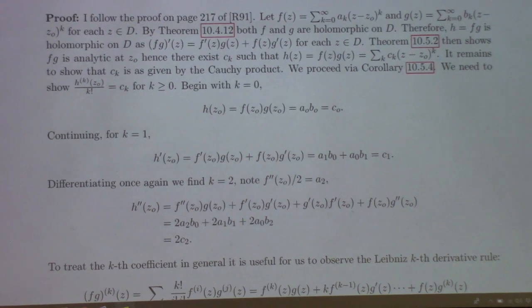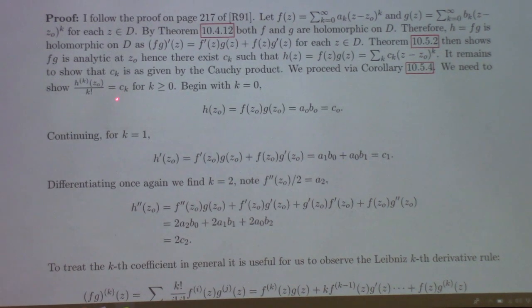And to show that c_k matches the Cauchy product, it's a simple matter of just differentiating and looking at the Taylor coefficients again. So we just need to show that the kth derivative of h evaluated at z naught, divided by k factorial, is equal to the Cauchy product. So start out at 0th order. Evaluate h at 0. What do you get? You get f of z naught times g of z naught, which is, by the way, a0 b0. And that, in fact, is the 0th term in the Cauchy product expansion. What's c1? Well, c1 is defined to be a1 b0 plus a0 b1. Again, that's what we get from differentiating, h prime. So it matches.